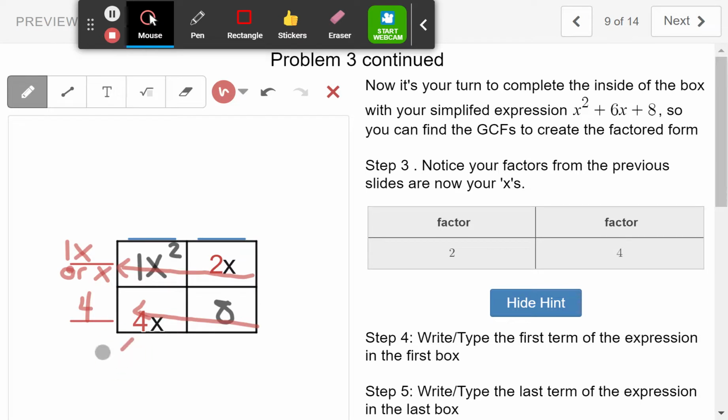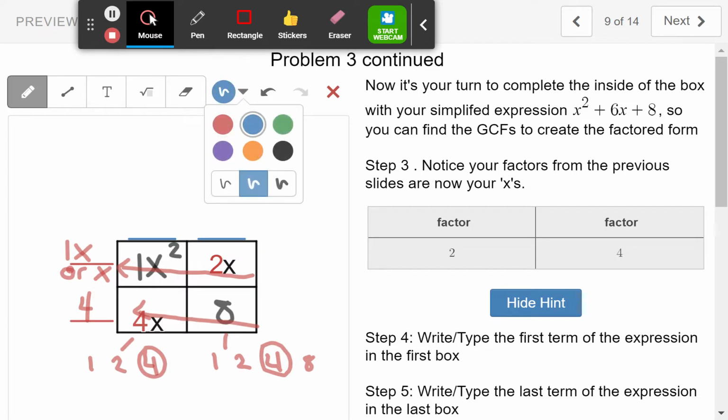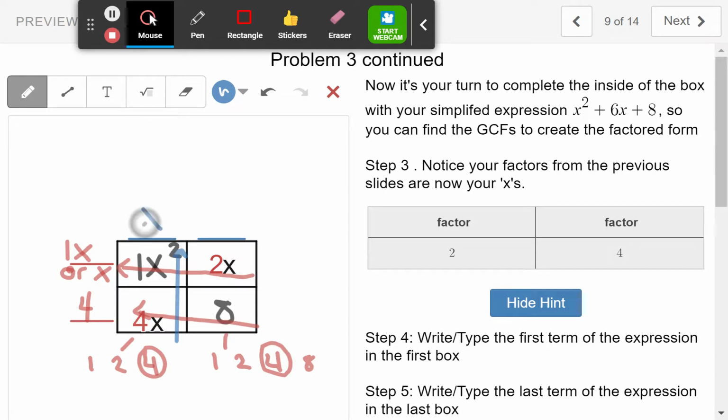Because remember, we have a 1, and we have a 2, and we have a 4. The 8 has a 1, a 2, a 4, and an 8 as well. So the biggest, greatest common factor is a 4. So you can show your work that way if you need to. Greatest common factor of 1x squared and 4x is just an x. Greatest common factor of 2x and 8 is a 2.